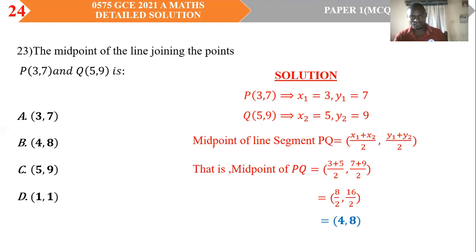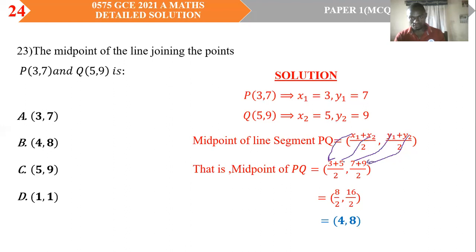Now the formula for finding the coordinates of the midpoint of a line segment PQ when the 2 points are given is x1 plus x2 over 2, y1 plus y2 over 2. Now, substituting x1 equals 3, as we have seen above, x2 equals 5, y1 equals 7, and y2 equals 9.